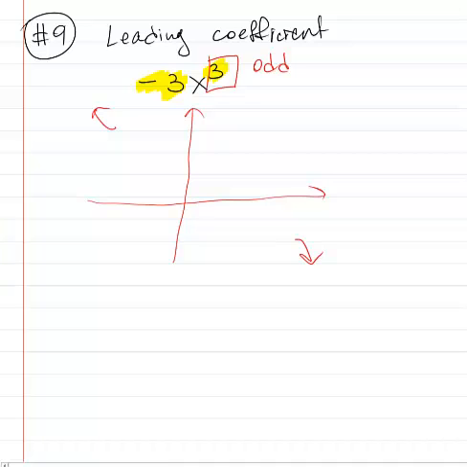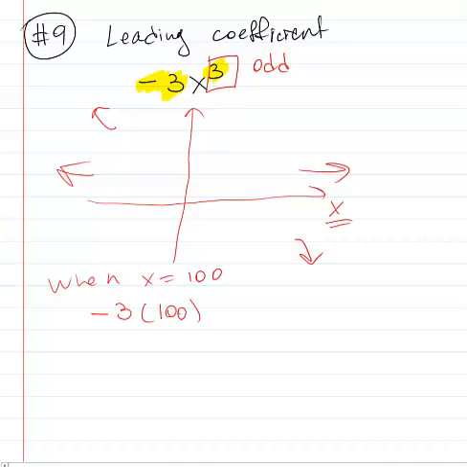Okay, there's another way that you could do it. You've got to realize that the idea behind the leading coefficient test is that when the x becomes very, very big, or very, very small, the leading coefficient will dictate what's going to happen. For example, when x is very big, let's say 100, look what's going to happen with that function. The leading term will be minus 3 times 100 cubed, right? Now, imagine what that is.